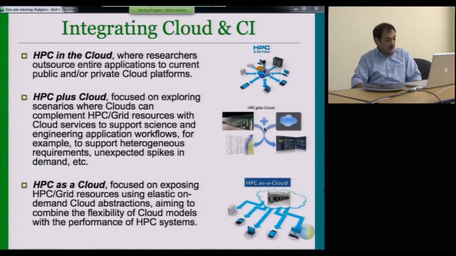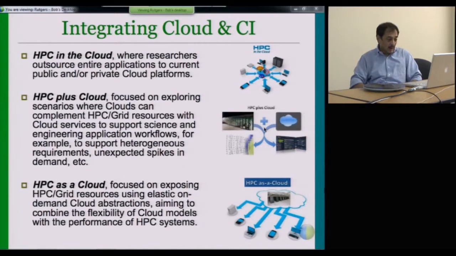Right? A second mode is a mode where you use HPC plus clouds. And here is the mode where I was talking about the hybrid cyberinfrastructure, where clouds can complement more traditional resources, providing capabilities for acceleration, to support spikes, to support specific requirements for software or hardware, right? So they can become providing complementary capabilities as part of a hybrid cyberinfrastructure.